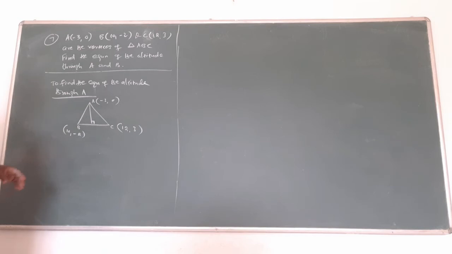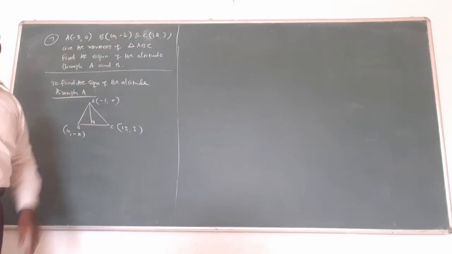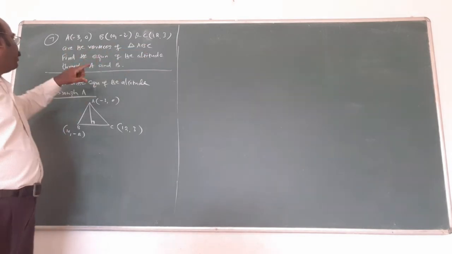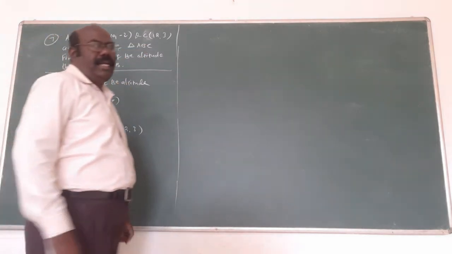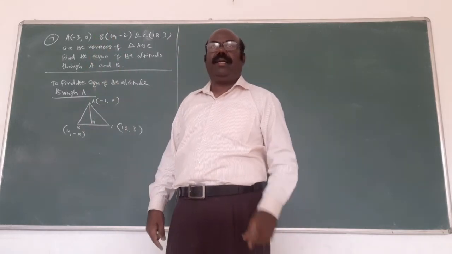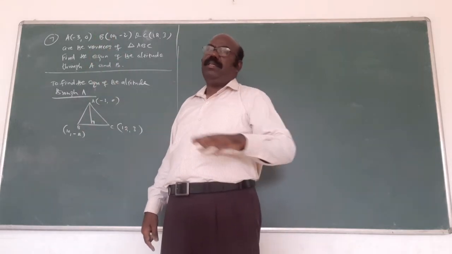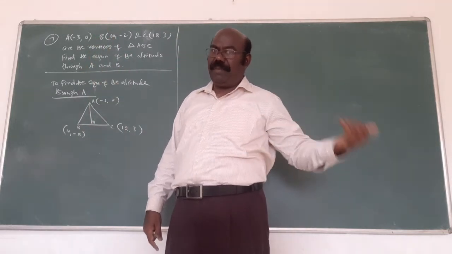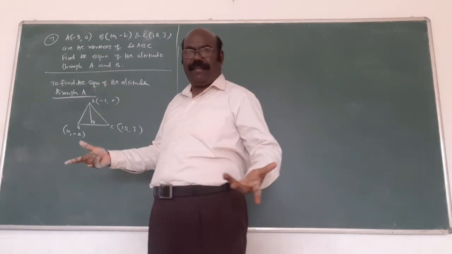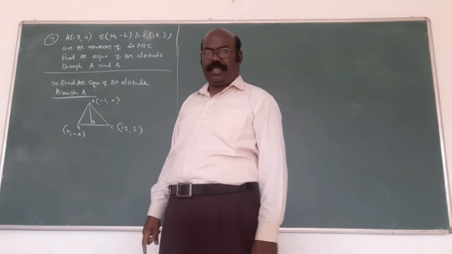Seventh question. 3 points are given. A, B, C are given. The vertices of the triangle are A, B and C. Find the equation of the altitude through A and B, it is asking. Already the same problem. Already I did this in the previous exercise. Am I right? Only one point may be given. 5 marks. The 2 points are asked.